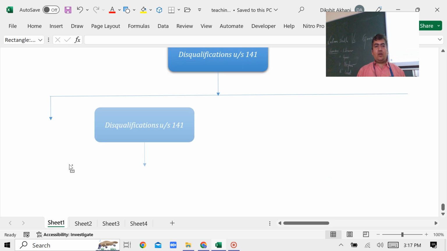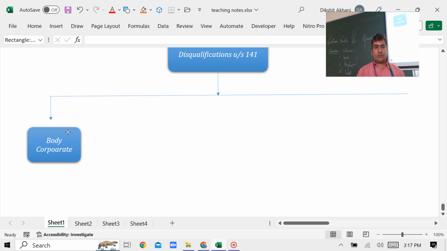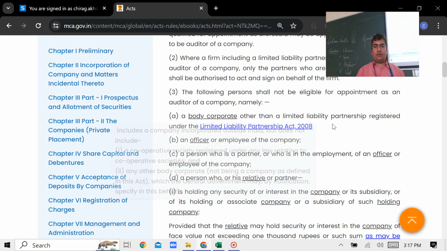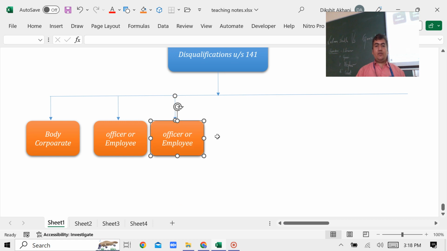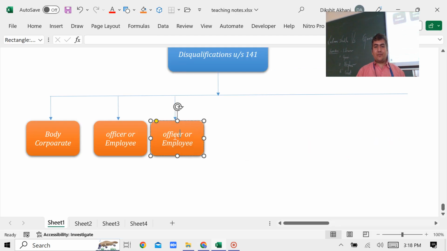Are you ready? Shuru kare. So we have, first of all, point number A. Write down, guys, body corporate. That's the first point. Second point, you write down: after body corporate, we have officer or employee of the company. Third point, what we have is officer or employee or partner of the officer or employee of the company.